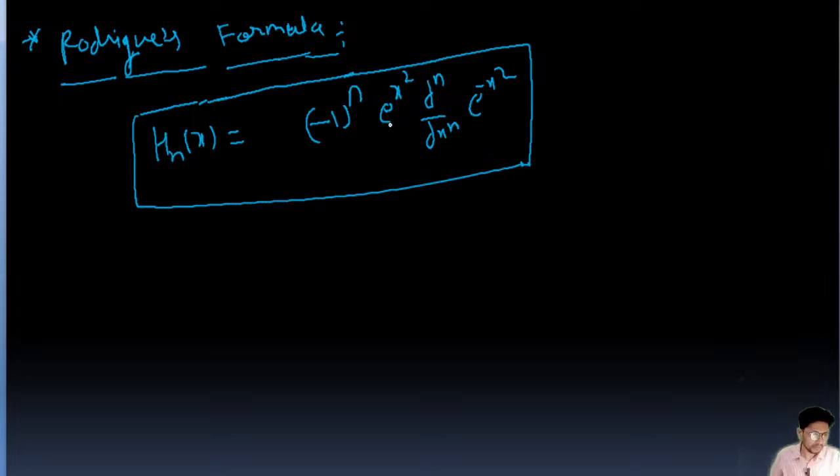Now we can easily find H0(x) and H1(x) from the Rodrigues formula, which I have also explained in my quantum mechanics lecture, for the quantum harmonic oscillator. So H0(x), for n equal to 0, the value is 1.